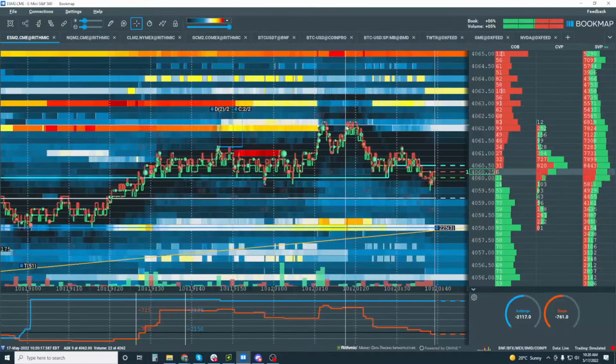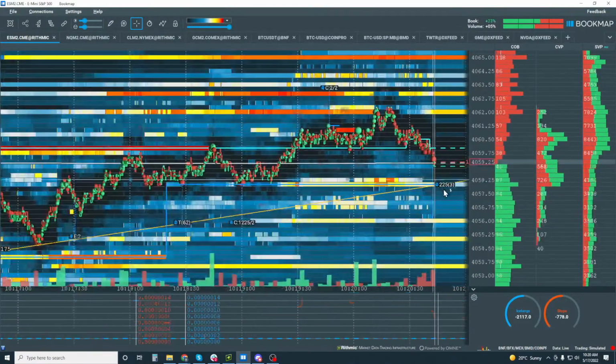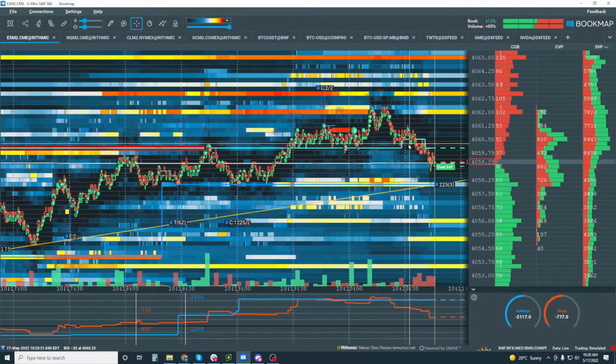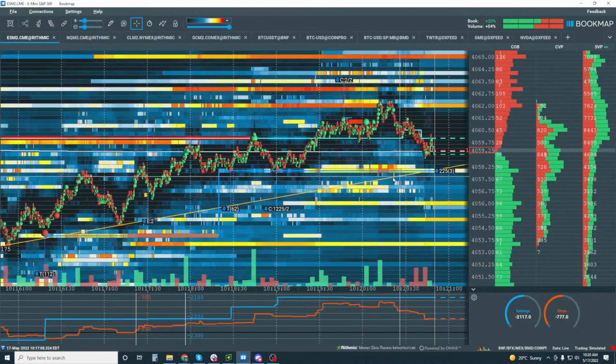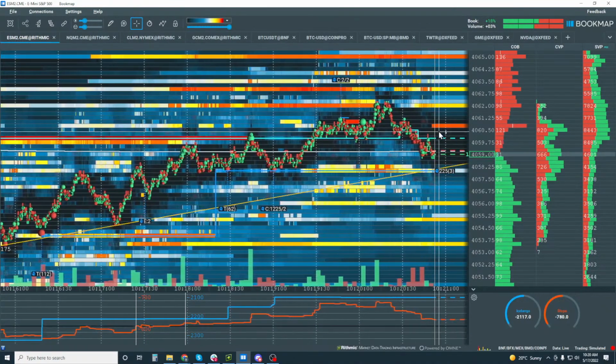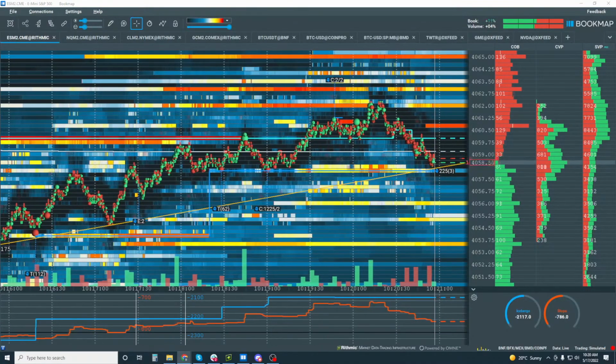Because we have some exhaustion here. There was very little buying in here, and some sellers starting to come in. Any questions on this so far?